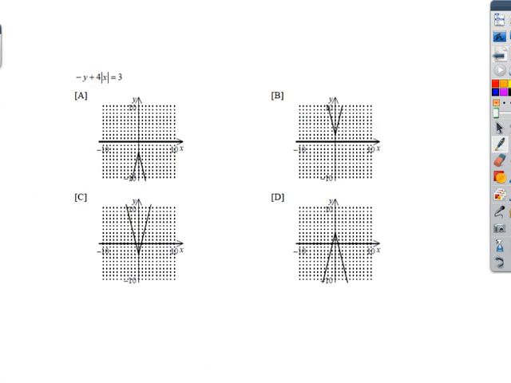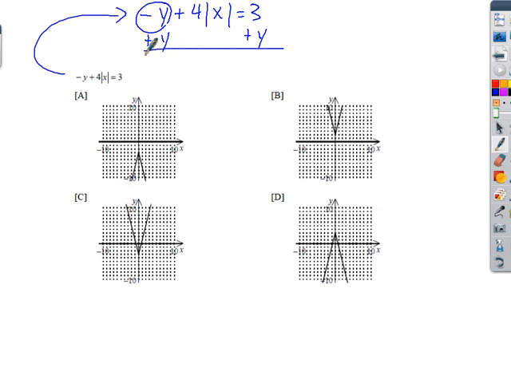Let's take a look at this next one. I left myself a little space up here because this one is not in that vertex form yet, so we need to get it in that vertex form. I was kind of thinking about this one ahead of time. There's two ways to approach it. I think the easiest one is, because this one is negative y on this side, watch what I do. I'm going to add y to both sides.